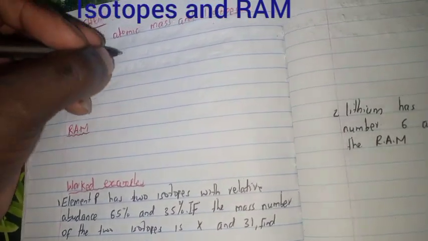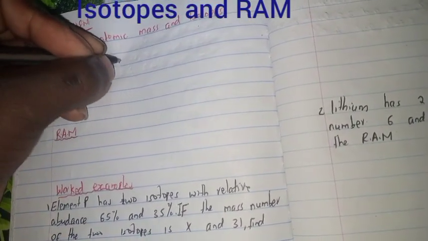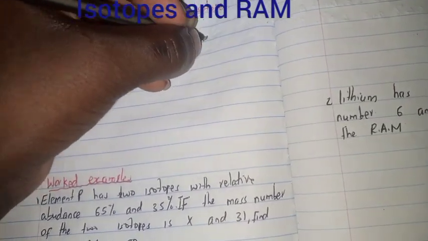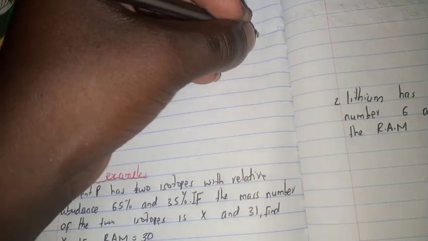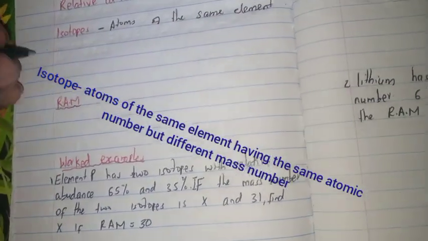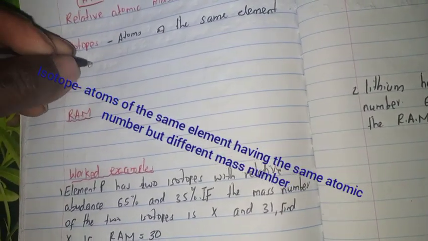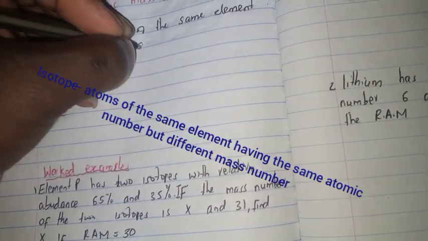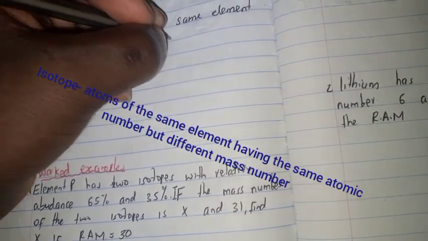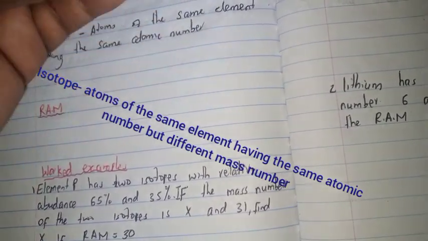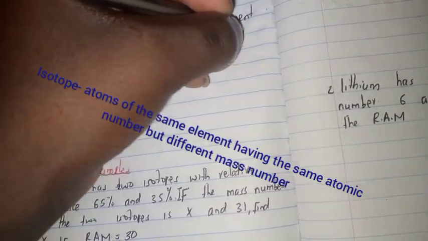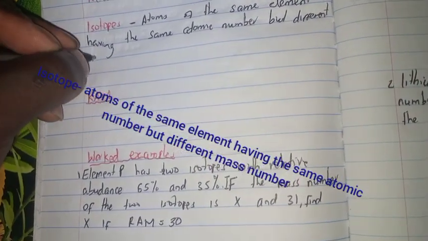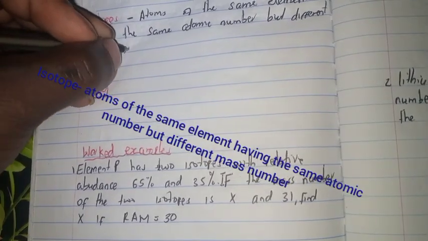Now we can define isotopes as atoms of the same element having the same atomic number but different mass number.